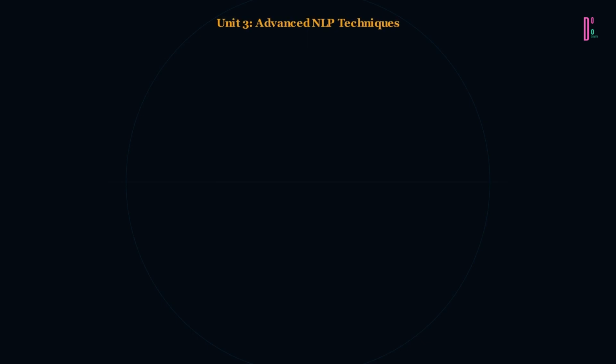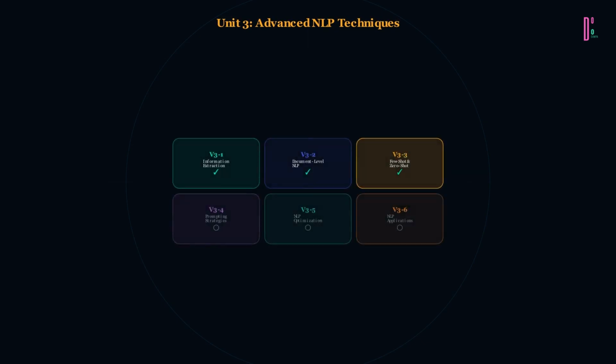Here's the mind-blowing stat. GPT-4 with just 5 in-context examples now matches models trained on 10,000 labeled examples, on 23 out of 30 standard NLP benchmarks. The era of "you need millions of examples" is officially over.